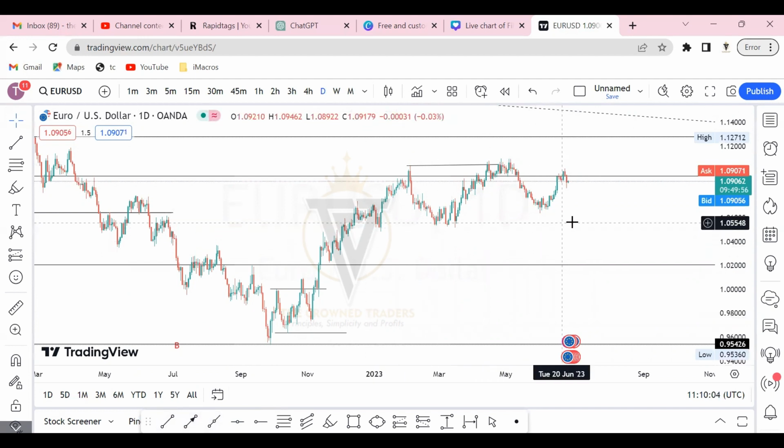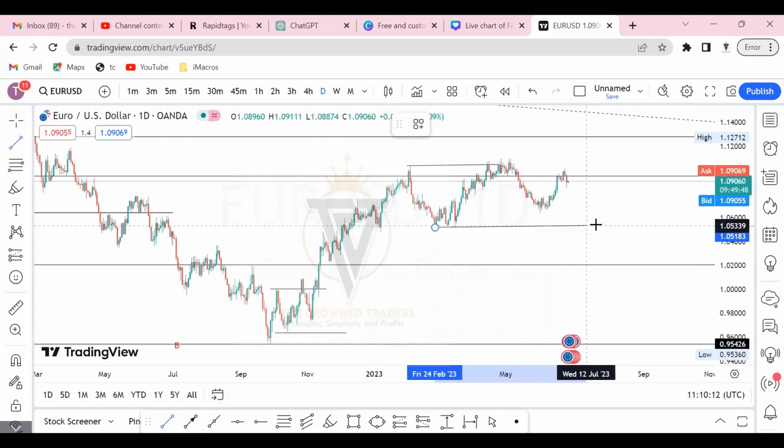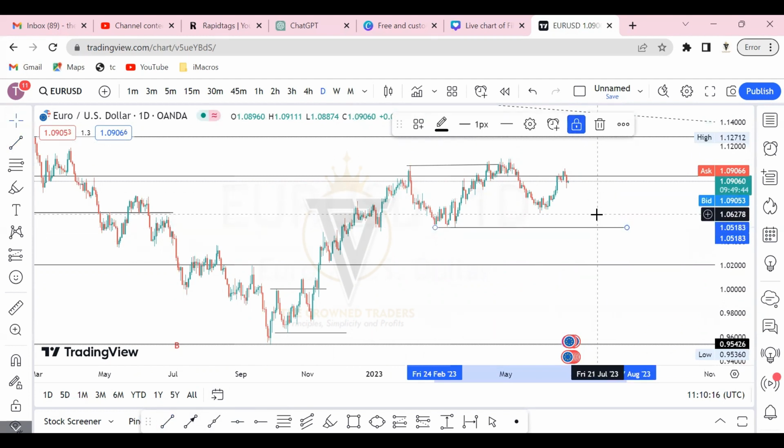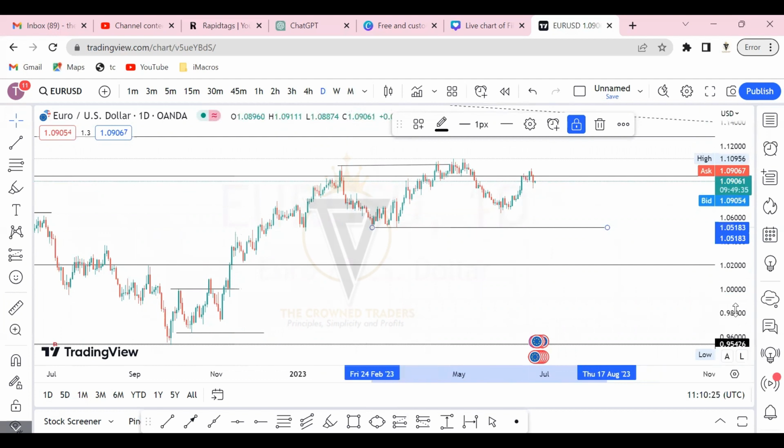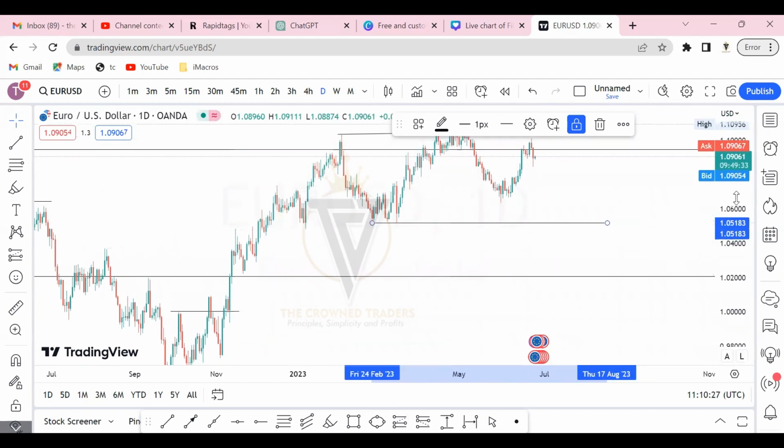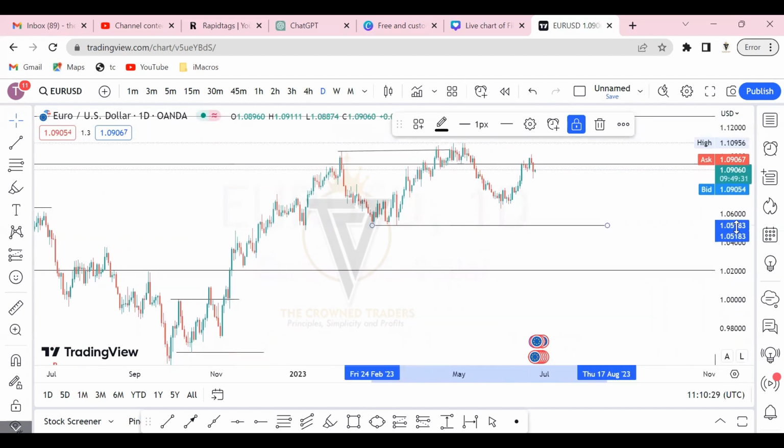Instead of forming higher highs and higher lows, it's now showing signs of reversal by forming lows that are not broken yet. And it's forming highs, and these highs have not been taken out. So right now, the market is just noisy on the daily time frame. It's at a fix now.